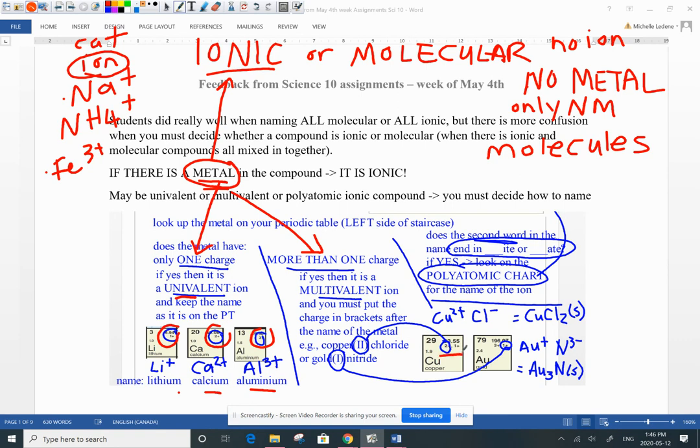If it's like this guy, copper or gold, you can see here that there's more than one charge there. And so you got to tell me which charge it is. These multivalent ones, you have to put the charge in brackets. So copper bracket 2, well, that's the Cu2+ ion, not the copper 1+ ion. Okay, and then of course, always looking at the endings of that second word.